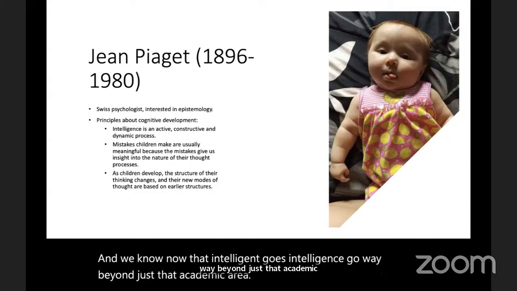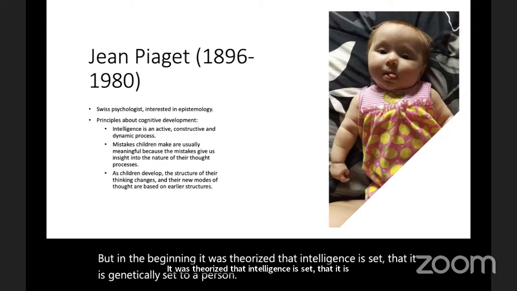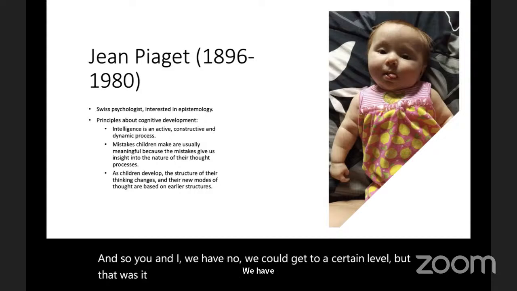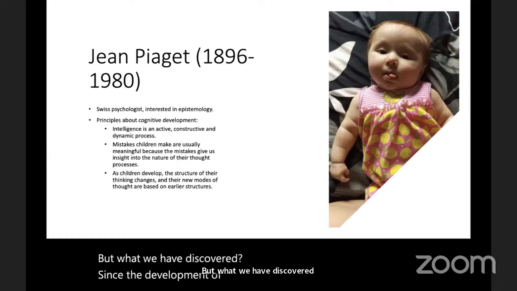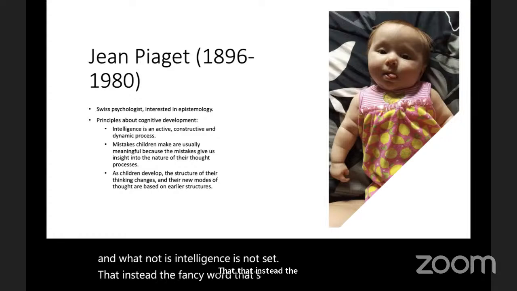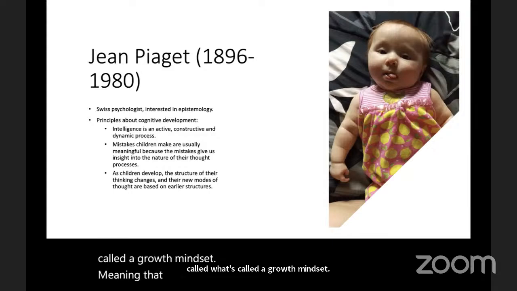But in the beginning, it was theorized that intelligence is set, that it is genetically set to a person. And so you and I, we could get to a certain level, but that was it. Okay. But what we have discovered since the development of these tests and going to other places and whatnot, is intelligence is not set. Instead, the fancy word that's used today is a growth mindset, meaning that as long as you know you can change and better yourself, you can.